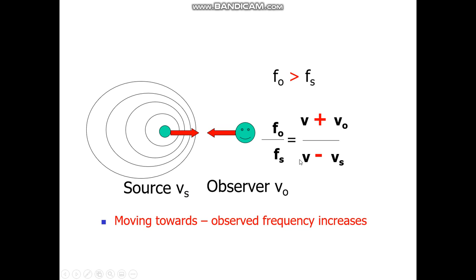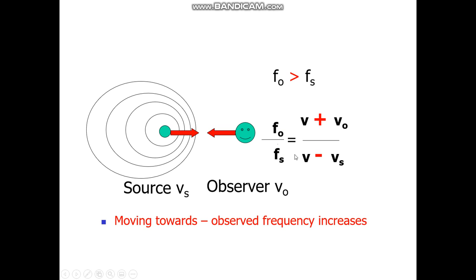So if we subtracted that from the velocity of the actual waves on the bottom of the fraction, that would have a similar effect of increasing this ratio. And that's what we need to do, because we know that FO needs to be bigger than FS, so this ratio needs to be bigger than 1.